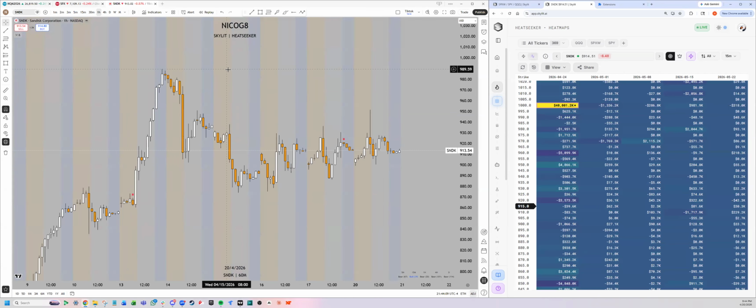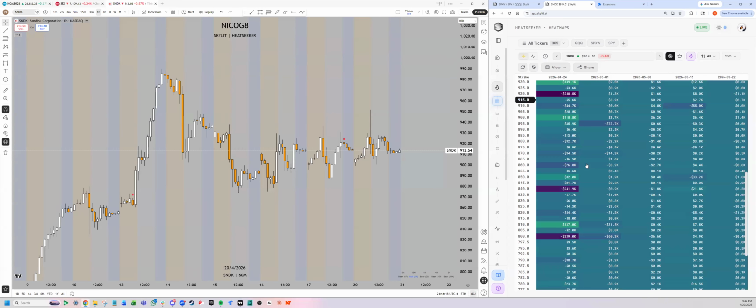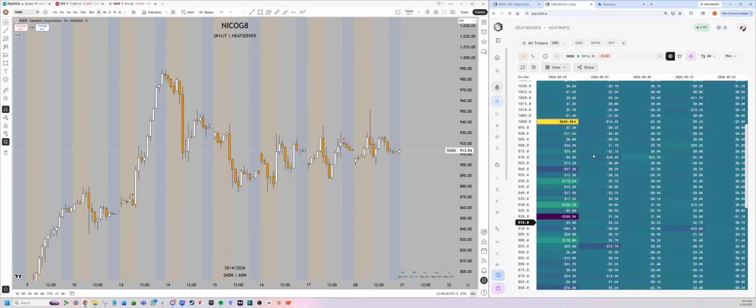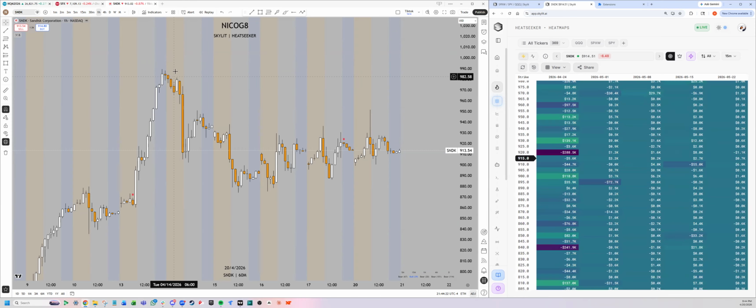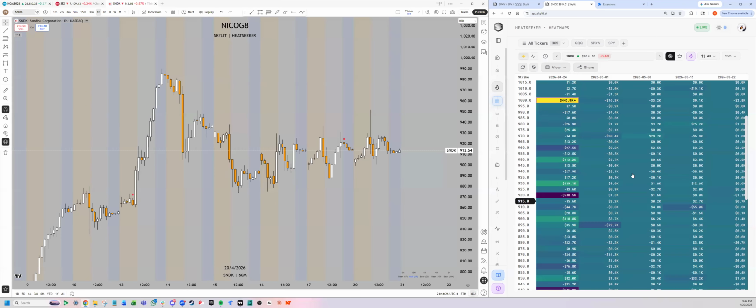It never tapped 1,000 though. I think they probably didn't let it tap 1,000 just because of the psychological level, probably the whole world would have tried to short it. So a lot of times when they expect that, they'll just reject early. They either reject early or they'll send it way past before they reject.